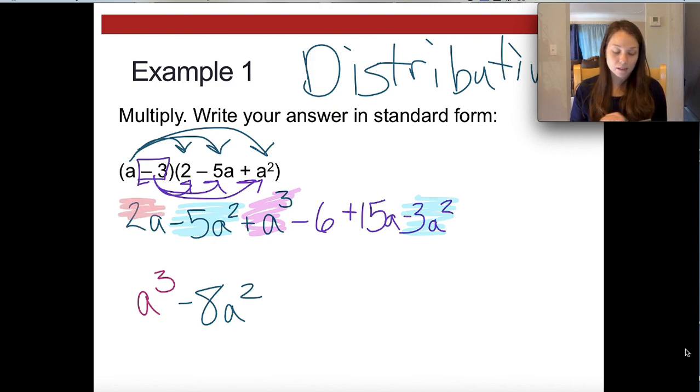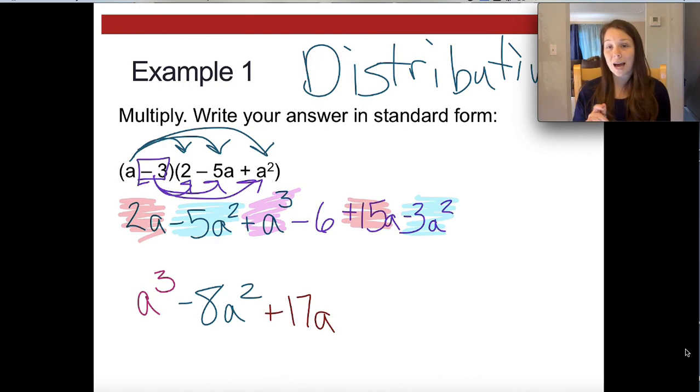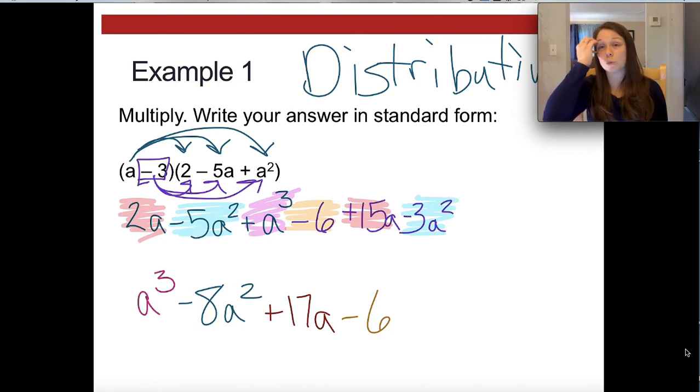Then I have a positive 2a and a positive 15a. Combining that is going to give me a positive 17a. And last, looking at my constant, I only have a negative 6. So on the very end, I'm going to say minus 6. All right, so this is looking at using the distributive property.